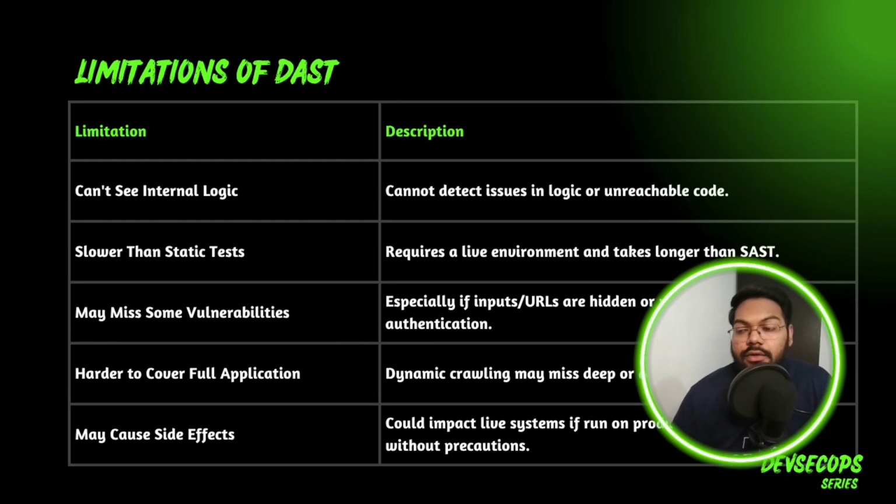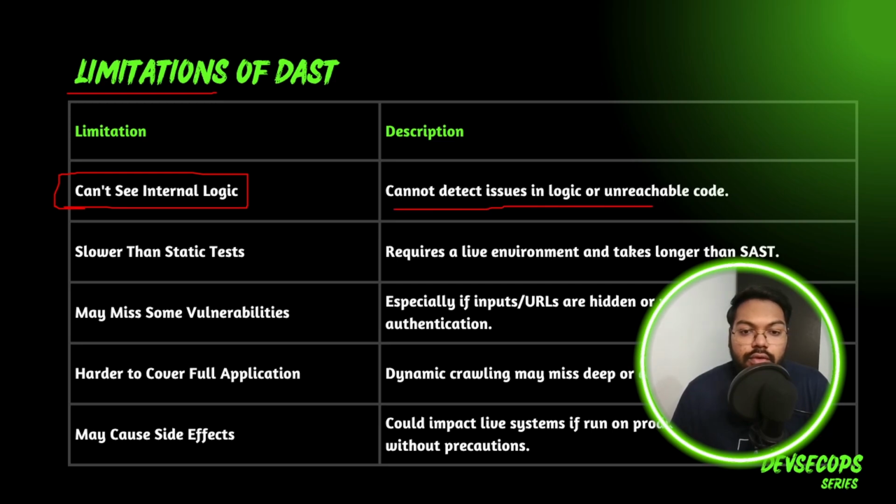So then what are the limitations? We got to know about the benefits, how it works, and all the other things. Now let's talk about what it cannot do. The DAST tool cannot see the internal logic, as I mentioned earlier. It cannot detect issues in logic or unreachable code. So let's say there is code that is written, but it is unreachable. It cannot test whether that is vulnerable or not. It can only see what is being presented in the running state or to the user. That's what it does, nothing else than that.